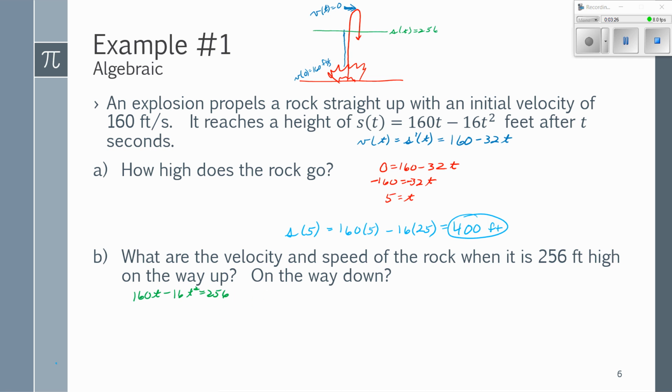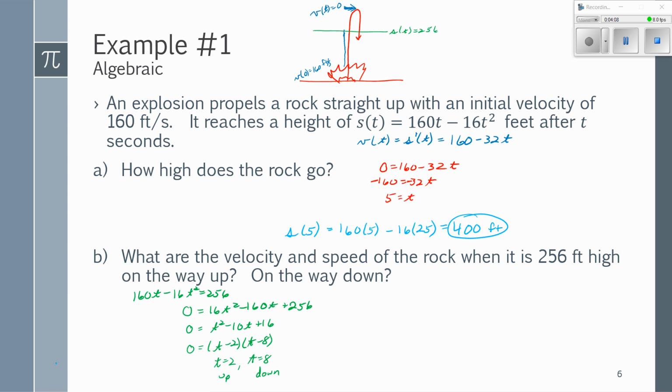I'm going to move everything to the right-hand side just so I have positive t squareds. I'm going to divide everything on both sides of the equation by 16. And then I can solve this by factoring. I get t equals 2 and t equals 8. And this should make sense because there's a time when the rock is going up, t equals 2, and then the time when the rock is coming down, t equals 8. So it makes sense that there are 2 times.